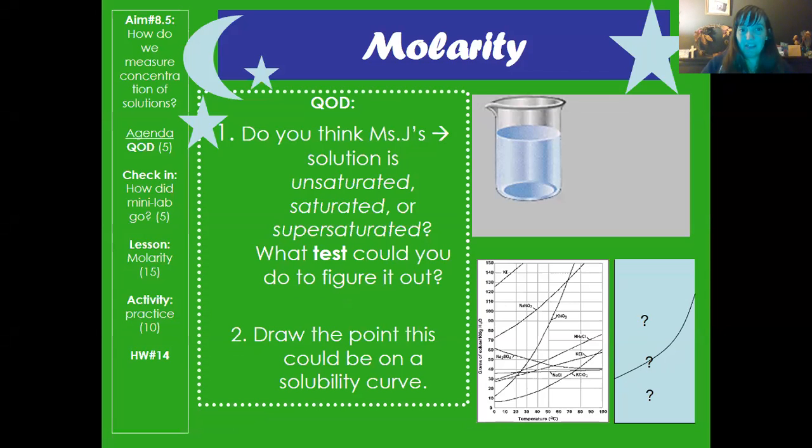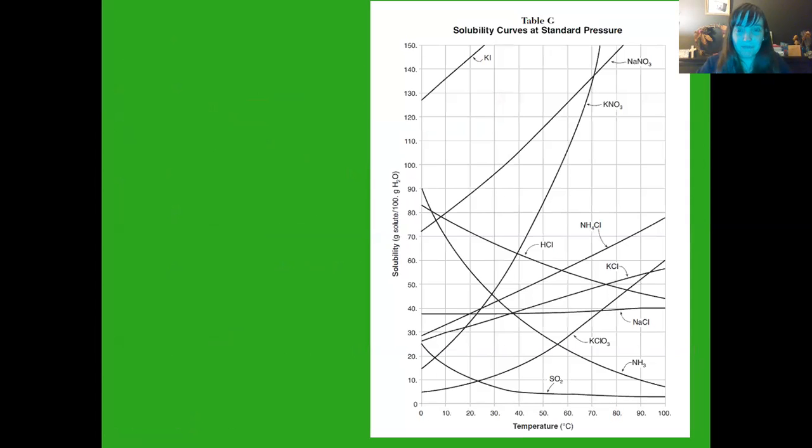Awesome. So on a solubility curve, where would this be? Under the line, right on the line, or above the line? Well, if it's unsaturated, that would be somewhere below the line down here. Awesome. So today we're going to do a little check-in about how the mini lab went, go over homework, have our lesson on molarity, and practice with homework 14. And again, our aim today is 8.5. How do we measure concentration of solutions?